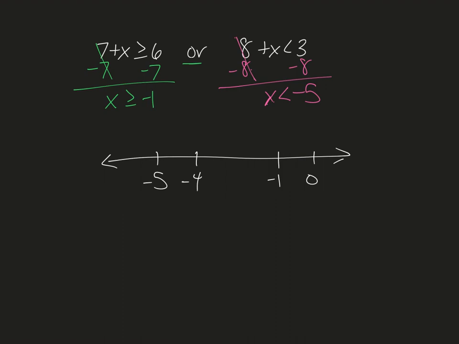That's at -1, and it is greater than or equal to, so it will be a filled in circle. And x is greater than -1, so that means it's going towards the bigger numbers, right? Positives. The other one, x is less than -5, it'll be an open circle, and smaller than -5 is going that direction. Now for these, you should notice that there is no overlapping, and that is because it is an OR, right? So it either has to be less than -5 or bigger than -1 or equal.